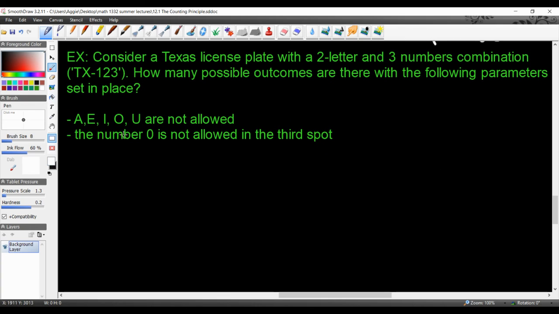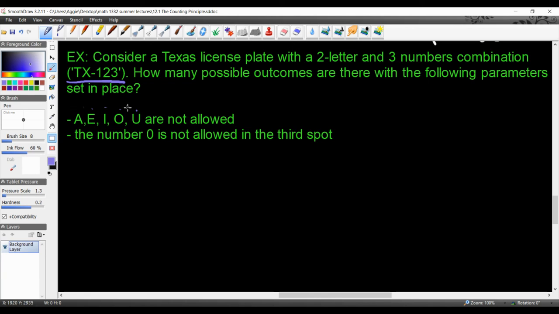Let's go ahead and jump into another example here. This one's actually really similar to one of your problems. That's why I chose it on purpose. Consider a Texas license plate with a 2-letter and 3 numbers combination. So for example, Texas dash 123. How many possible outcomes are there with the following parameters set in place? The parameters just means conditions. A, E, I, O, U are not allowed, so we can't use those. And the number 0 is not allowed in the third spot.